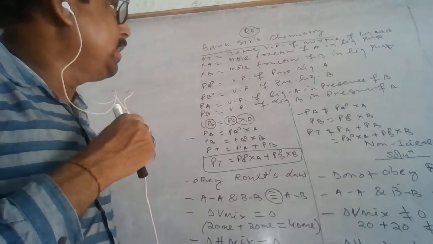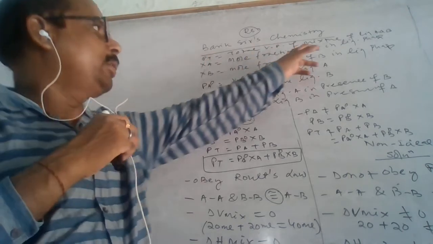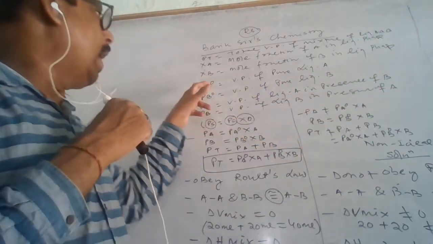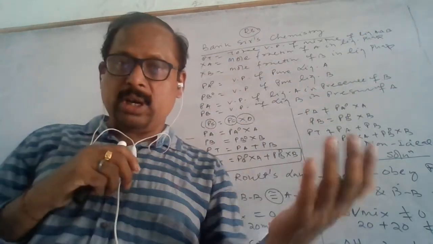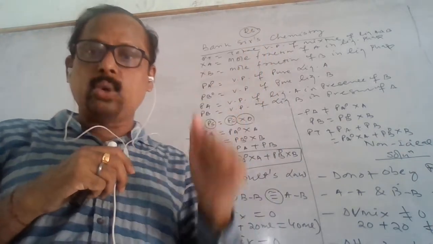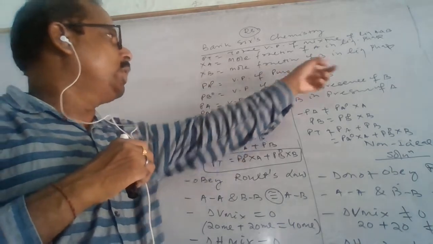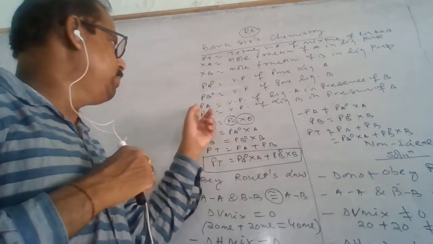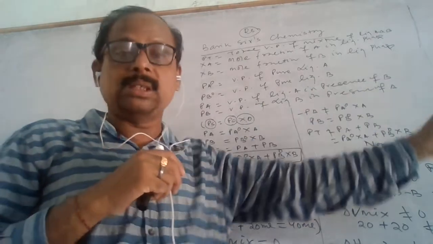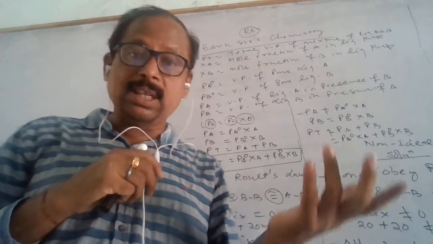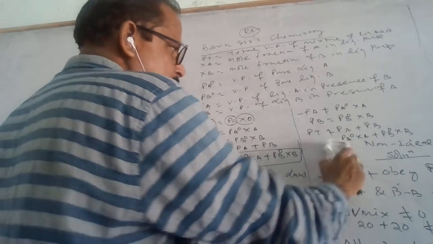XA is the mole fraction of A in the liquid phase, XB is the mole fraction of B in the liquid phase. The mole fraction is the fraction of individual moles in total moles. PA0 is the vapor pressure of pure liquid A, PB0 is the vapor pressure of pure liquid B, PA is the vapor pressure of liquid A in presence of B, PB is the vapor pressure of liquid B in presence of A, that is the partial vapor pressure of A and the partial vapor pressure of B. So this is for the non-ideal solution and this is for the ideal solution.